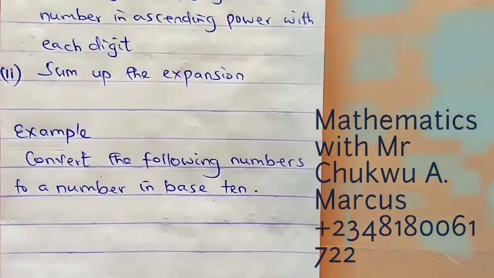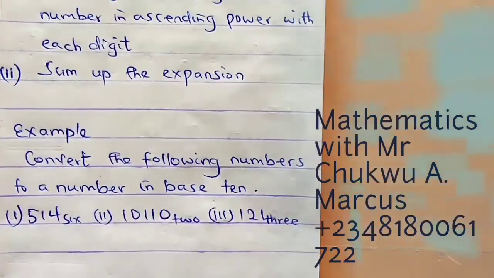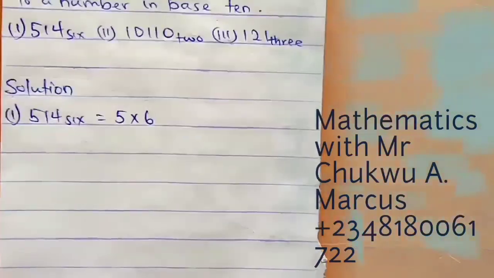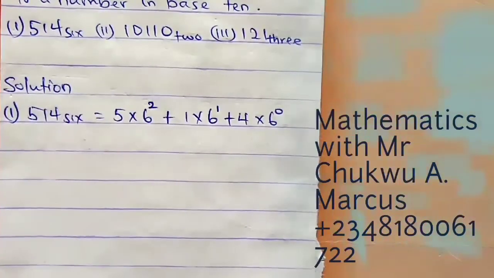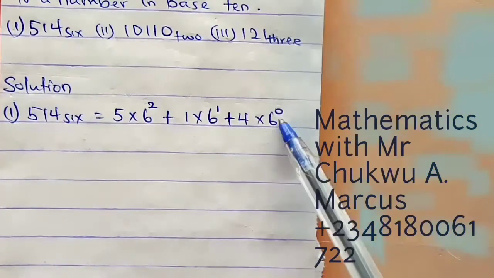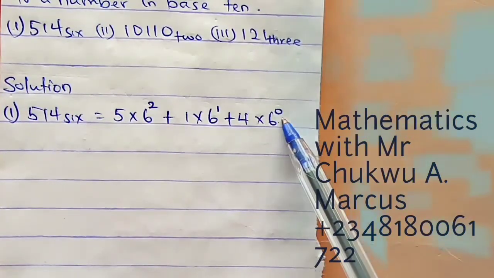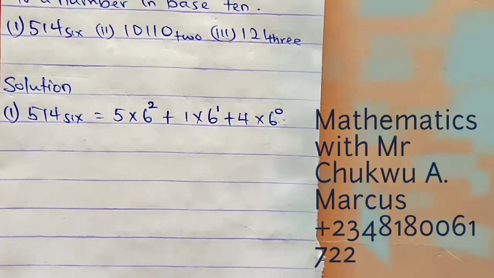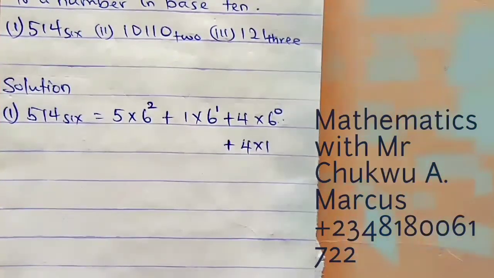Convert the following numbers to a number in base 10. Let's do it one after the other. This is the required expansion. Now let's sum up the values. 6 raised to the power 0 will give us 1. Therefore, we're going to have 4 times 1. Then 1 times 6 raised to the power 1. Well, we know 6 raised to the power 1 is the same thing as 6. Therefore, we're going to have 1 times 6.